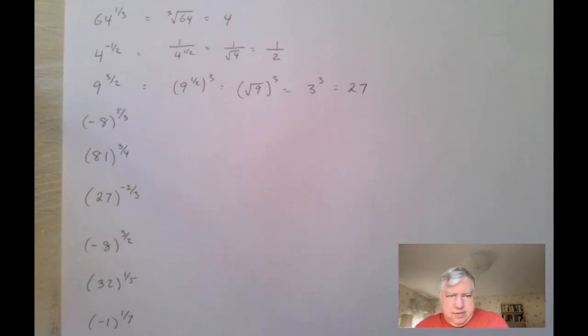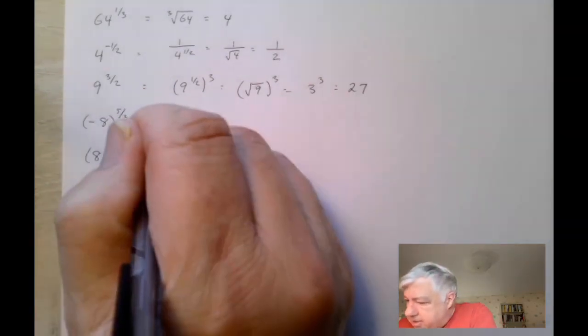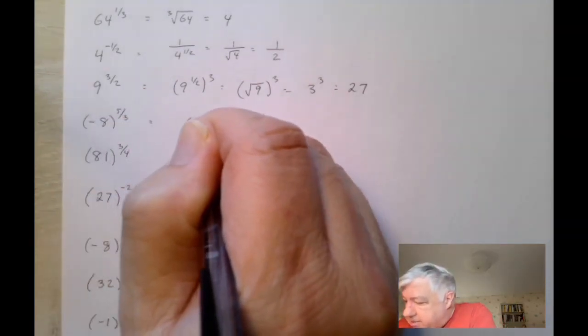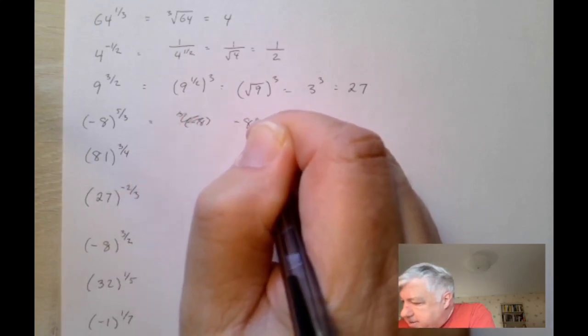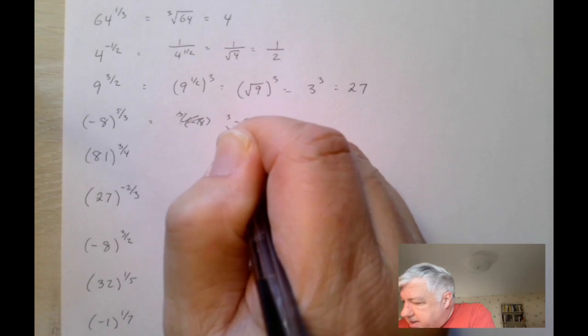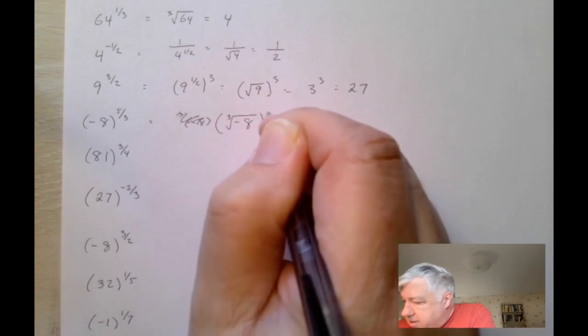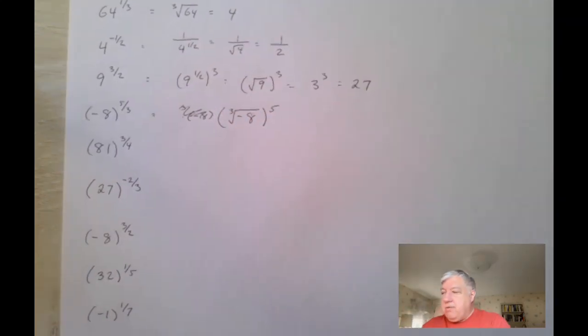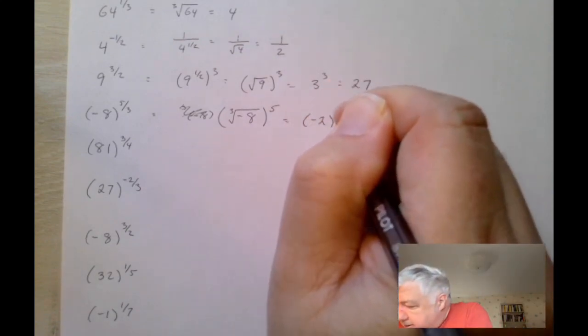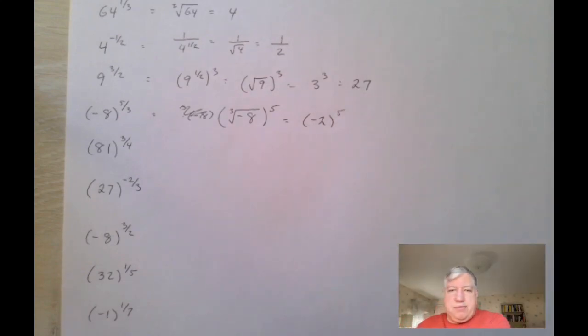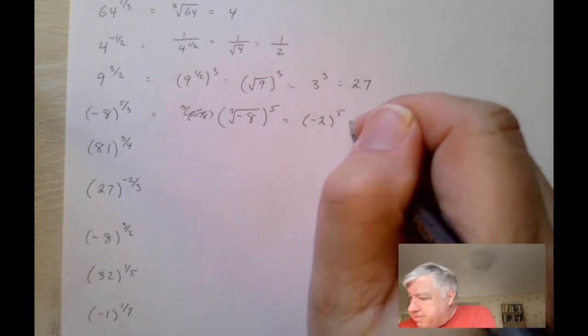Negative 8 to the 5/3, let's write this as the cube root of negative 8 raised to the 5th power. We can see that it's a little easier if we take the root first, because we already know what the cube root of negative 8 is. That's going to be negative 2. And then negative 2 to the 5th is going to be negative 32.